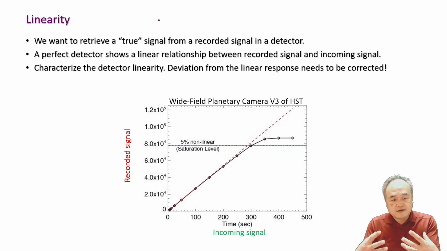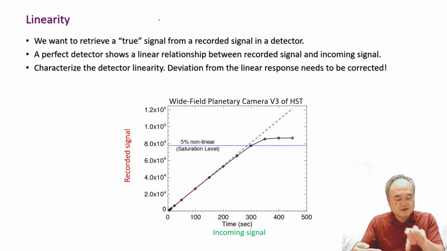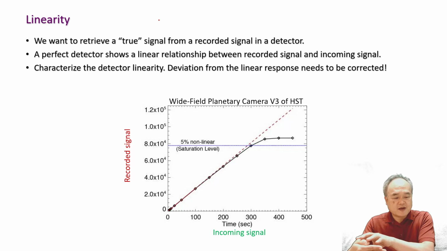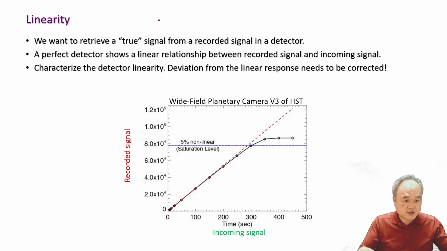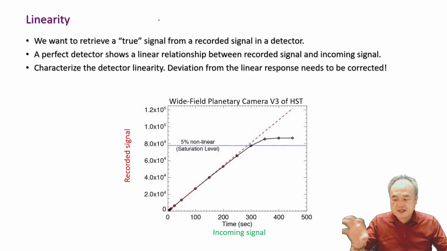Photon detection in astronomy means converting the incoming photons into photoelectrons. Then we measure the number of photoelectrons by measuring the electric current. So by measuring the electric current at the detector, we can actually measure the number of incident photons.